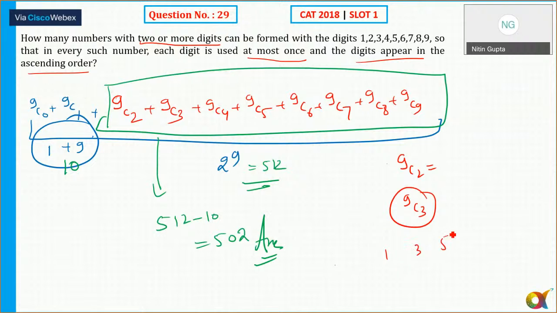So how many 3-digit numbers can be formed such that the numbers are in ascending order? Only one number, na, that is 1, 3, 5. If I pick 4 numbers out of 9, let's say 1, 3, 5, 7, then only one number will be formed, that is 1, 3, 5, 7, because all the numbers should be in ascending order. So that's why it is simply the selection 9C2, 9C3, 9C4 and so on. I hope that now it is clear to you, Damini.